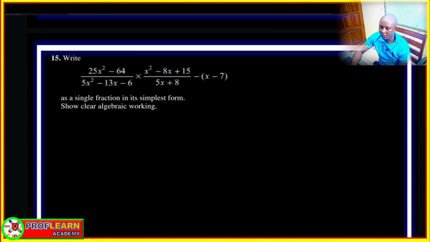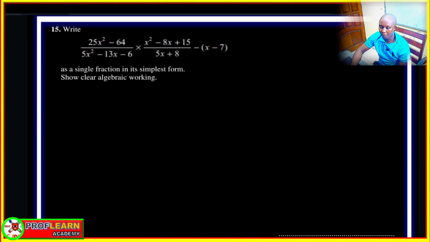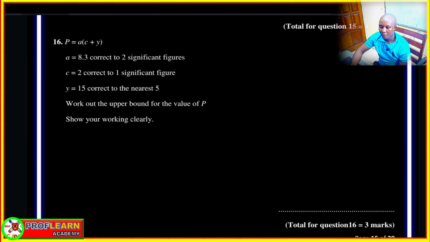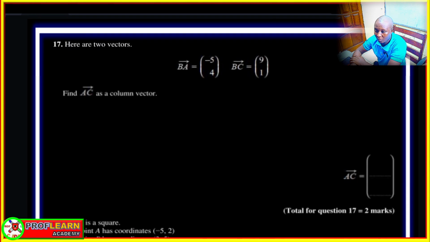Expressing as a single fraction, that is finding the LCM, factorizing, then you can see what cancels out and what remains. And we can also talk about upper and lower bounds of a variable. Also is another area that is very key and critical to be tested.